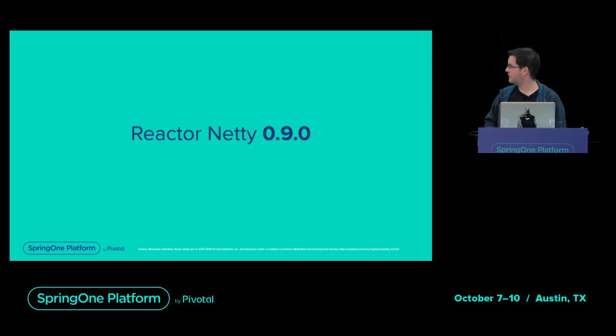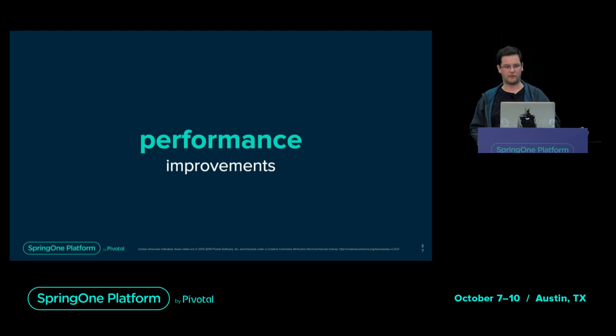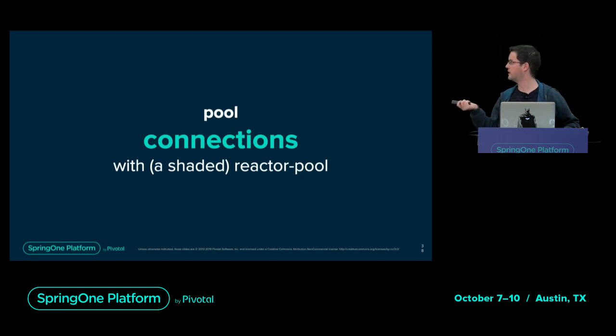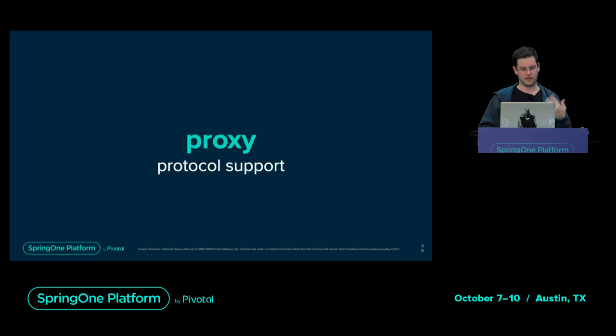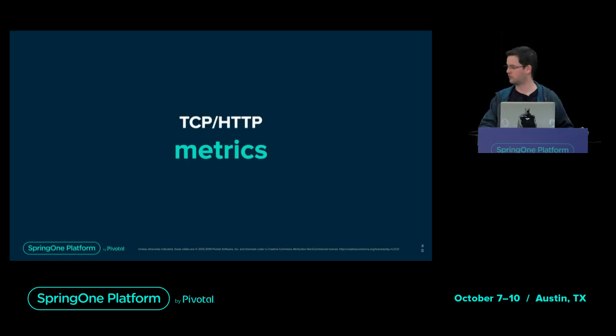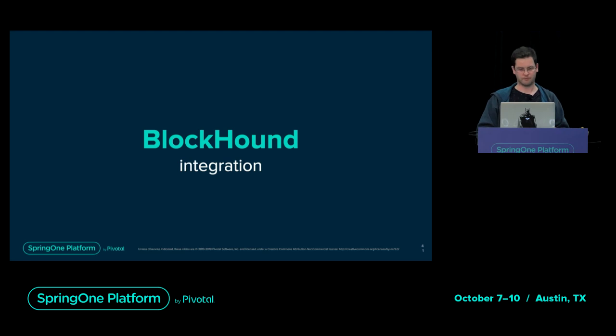change. Reactor Netty 0.9 is mainly about performance improvements. We've seen some tweets, people switching to this version and getting a 30–40% increase in performance in some specific cases. Also, it uses reactor-pool, the new reactor-pool project, in a shaded version so that it doesn't expose it to you, for connection pooling. And it added some features like proxy protocol support, TCP and HTTP metrics, and integration with BlockHound.